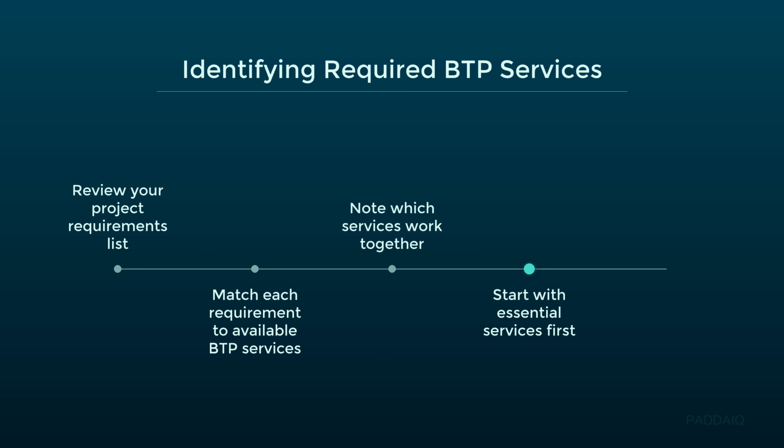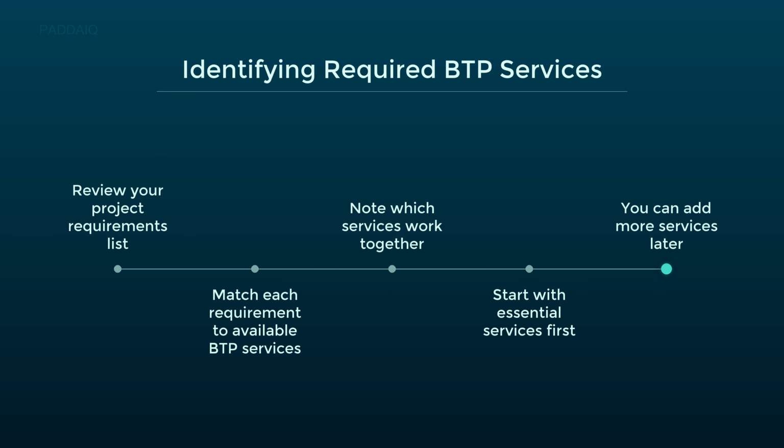Start with essential services first. This means selecting core BTP services that form the foundation of your application before adding advanced features. For example, when building an app, begin with the SAP HANA Cloud Database for data storage before integrating AI services. This foundational approach ensures a stable and scalable solution from the outset.